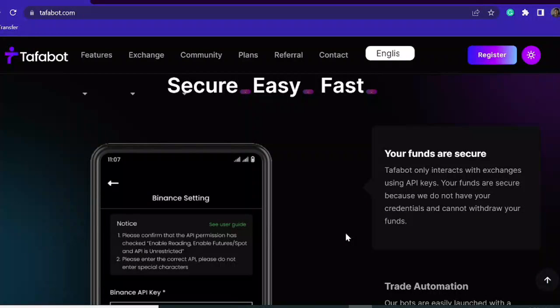So when I saw Tafabot and I saw this caption right here that I'm going to read now, it endeared me to it because it made me believe the more that I can do a more legitimate business and I can promote a more legitimate business.